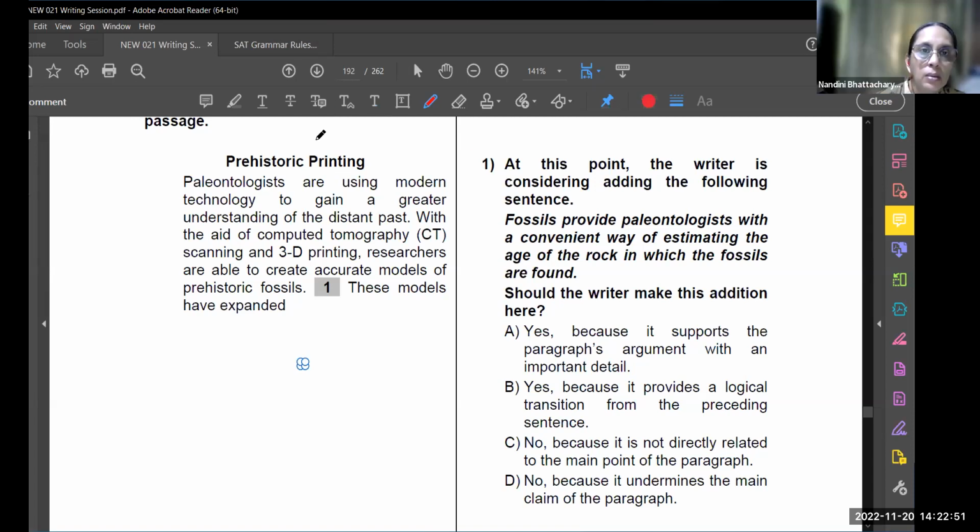Right now we have to do only the first 11 questions. Only relating to passage 1, that is questions 1 to 11, passage 1.